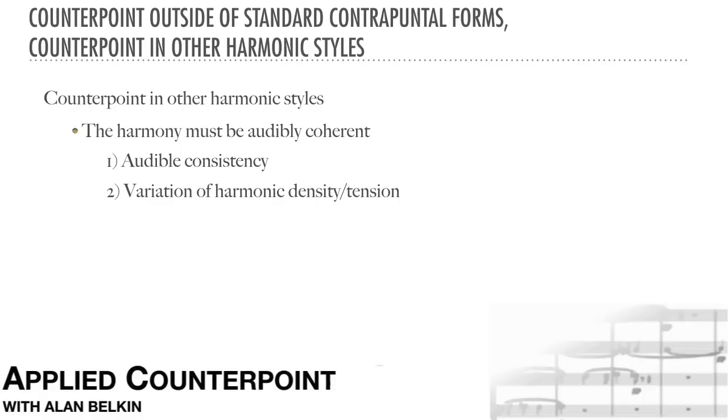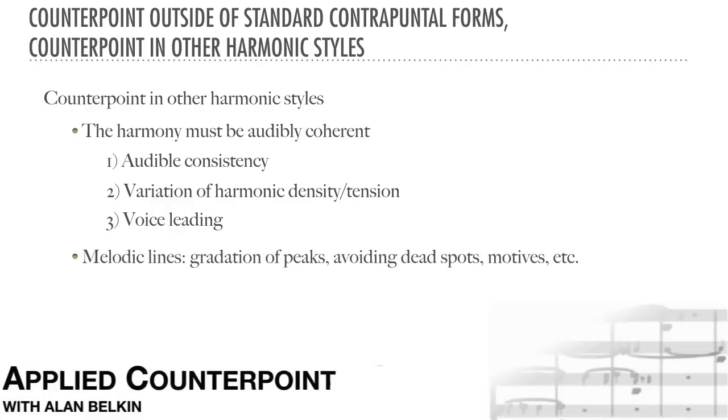Second, it requires variation of harmonic density and tension, permitting various degrees of punctuation. And third, it requires some kind of voice leading. That is to say, the notes in the harmony must arrive and depart with some kind of audible linear logic. Of course, if the harmonic language is not audibly coherent, no amount of counterpoint is going to make it better. Once the composer settles on a coherent harmonic style, most kinds of counterpoint we have seen in this course are easily generalized. The principles behind coherent melodic lines, gradation of peaks, avoiding dead spots, motives, and so on, remain the same no matter what the harmonic idiom being used.